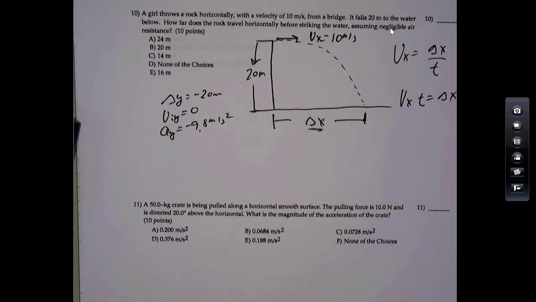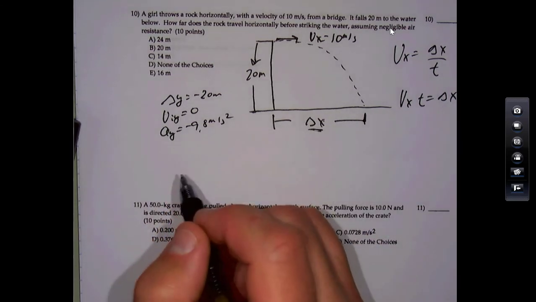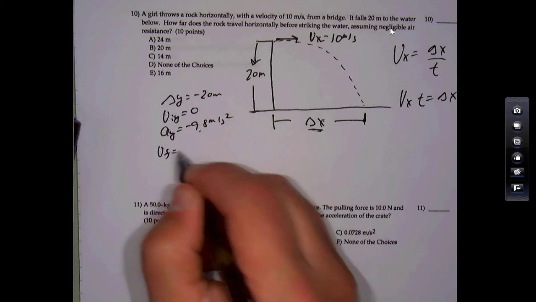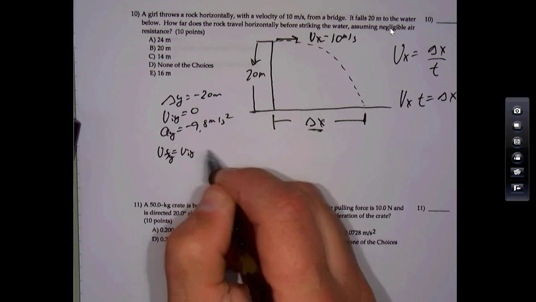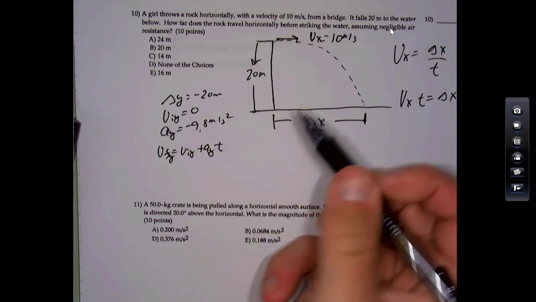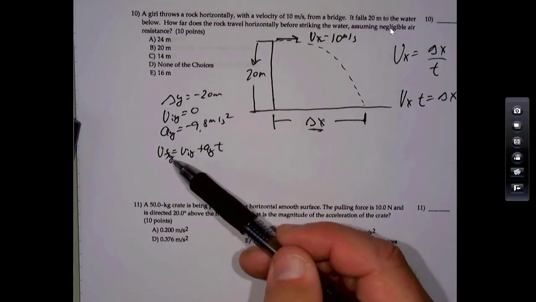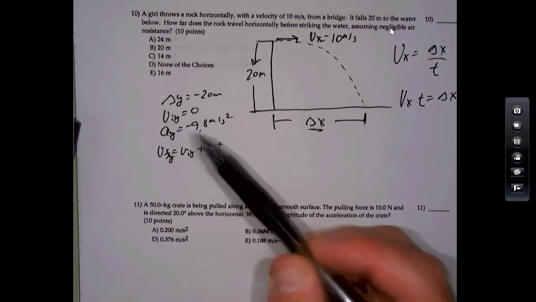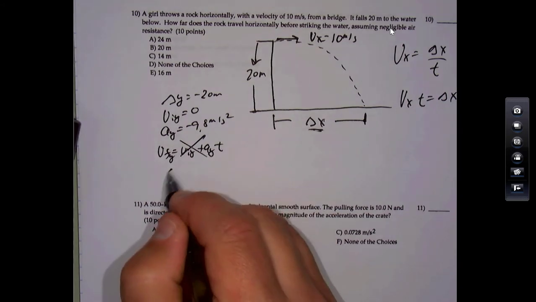Okay? So probably the one that comes to mind, there's two equations that have time involved. Remember this one. The problem with using this one, we can't get the time because we don't know the y velocity right before we hit the ground. So this one will not work for us. This one will, though.